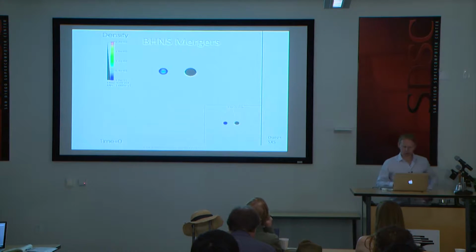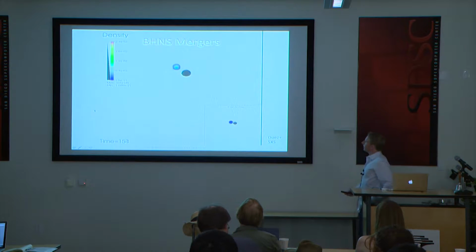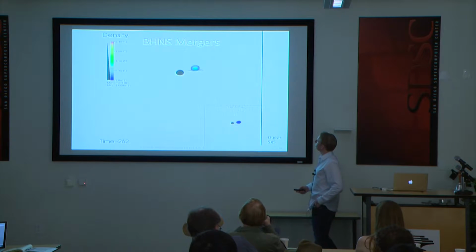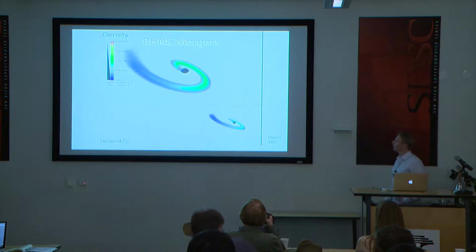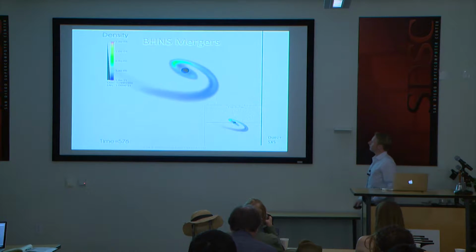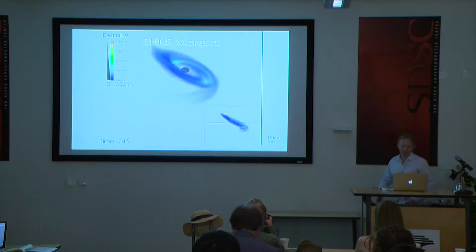If you have a black hole neutron star merger, your neutron star is actually being tidally disrupted by the black hole. The movie is a little older, so this is a precessing one. You can see the neutron star matter is disrupted. You get this tail of material that's being ejected.